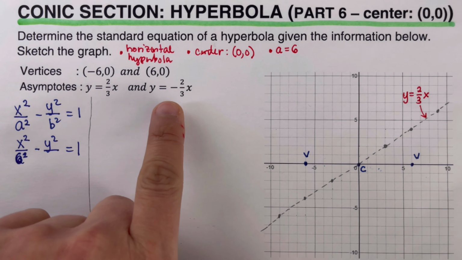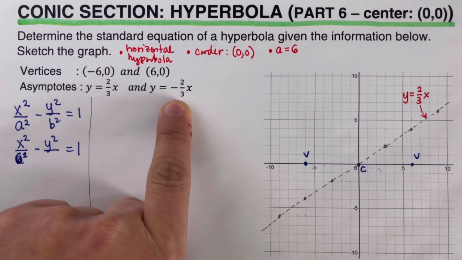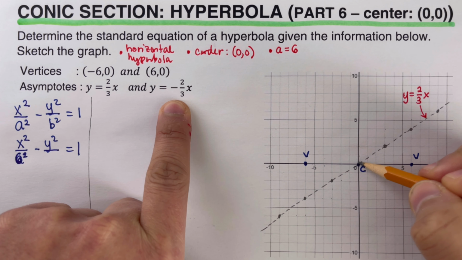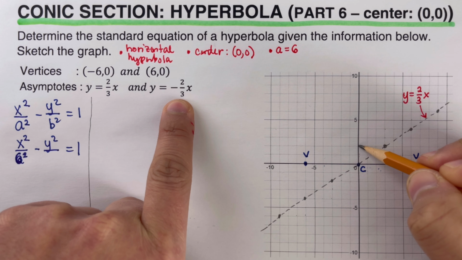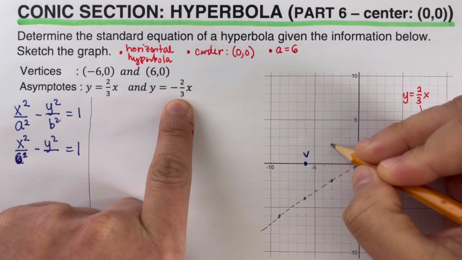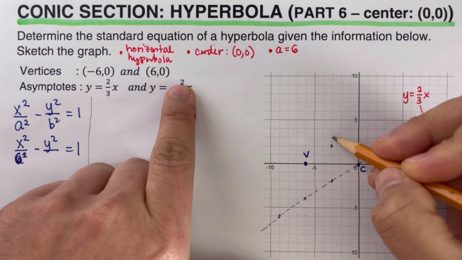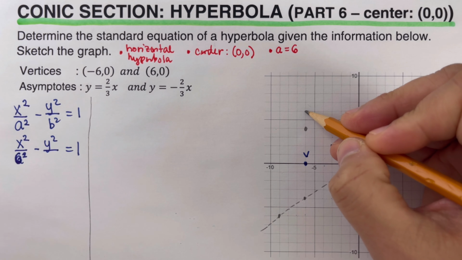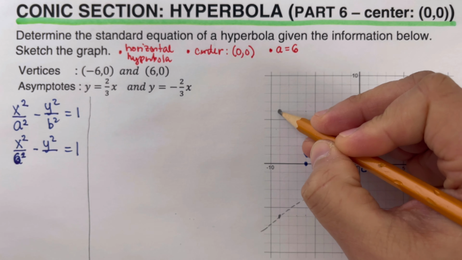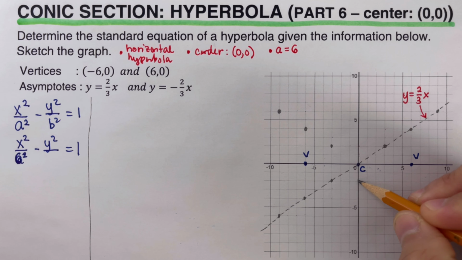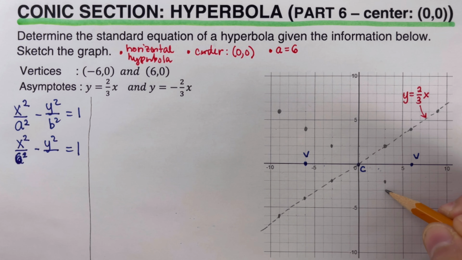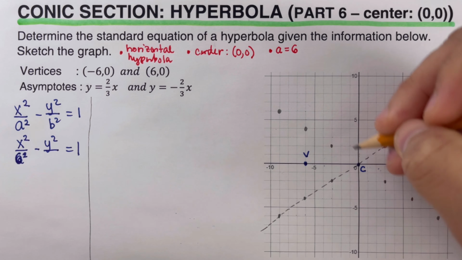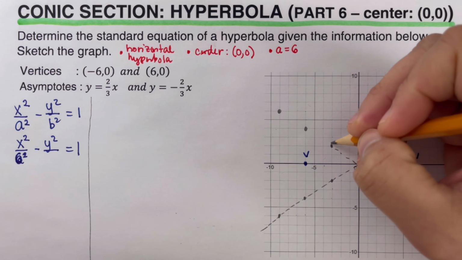Now we are going to sketch the other asymptote, which is y equals negative 2 over 3x. From the center, I go up 2, and then I go to the left 3, because we have a negative slope. Again, up 2, left 3. Again, up 2, left 3. I'll do the same thing across: down 2, right 3, down 2, right 3, down 2, right 3. So this is the graph of the second asymptote with a negative slope.